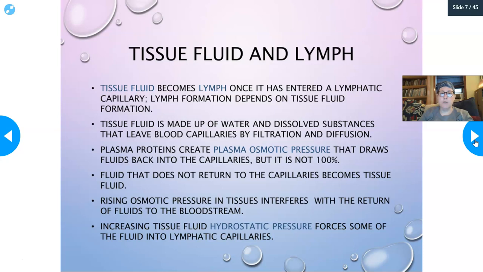So increasing tissue fluid hydrostatic pressure forces some of the fluid into the lymphatic capillaries. Basically, your tissues can only hold so much fluid, and just the presence of excess fluid, or more and more fluid arriving with each heartbeat, automatically pushes some of it into the lymphatics because it has to have somewhere to go. It's kind of like the path of least resistance. As I said, remember that there are some slits, the capillaries are thinner in the lymphatics, so it's easier for it to just receive this excess fluid.